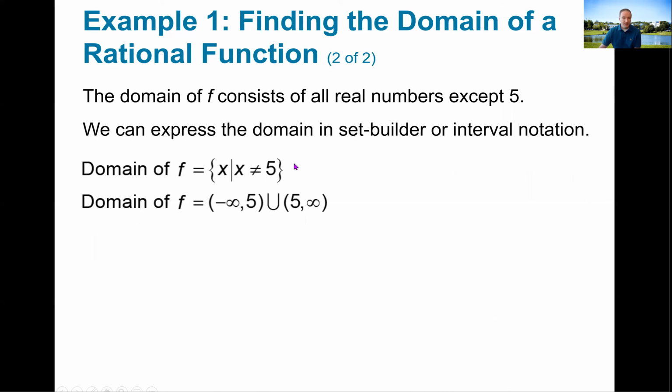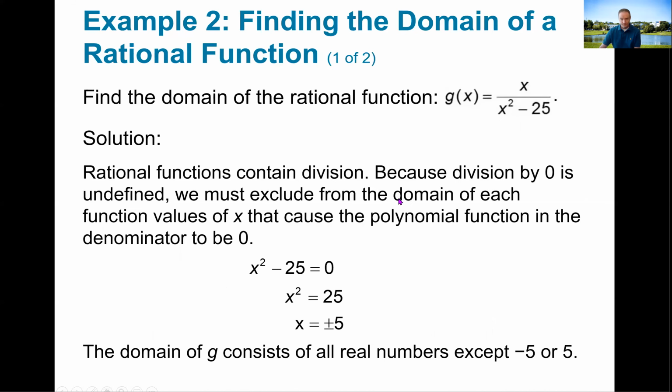Now, you could put that in set builder notation, x such that x does not equal 5. Or my preference, interval notation. The interval notation for the values of x that are okay in this problem is from negative infinity up to 5, union 5 to infinity.